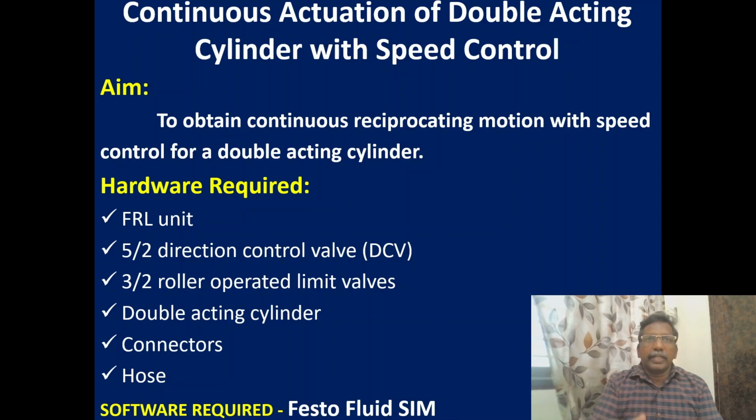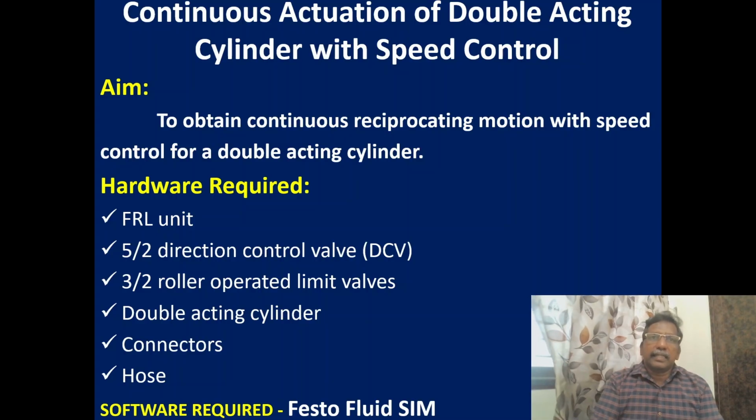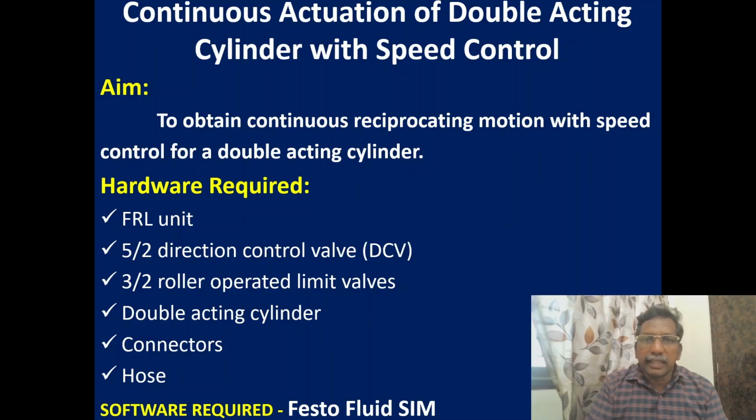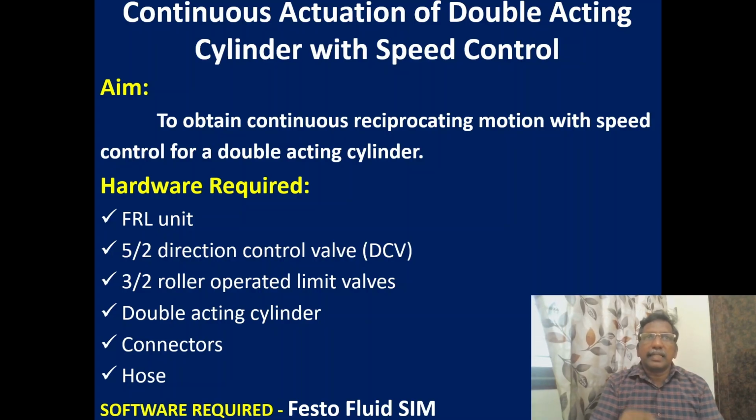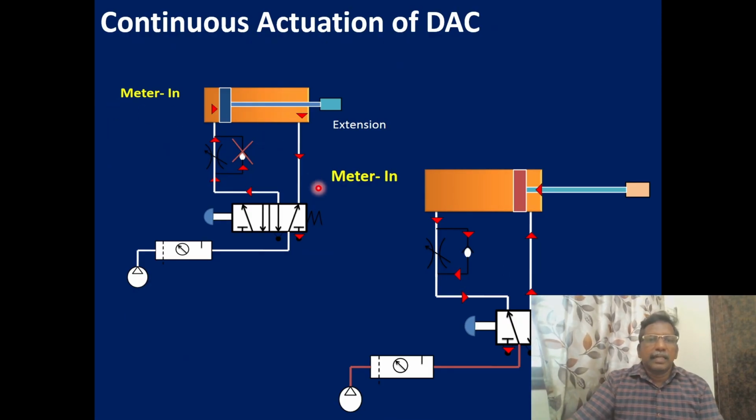But now we are going to make use of all these components and work in software. We use Festo FluidSIM software version 6. Version 6 we are using to simulate this double acting cylinder with speed control. Continuous actuation of a double acting cylinder with speed control we are going to simulate by making use of Festo FluidSIM software. So here we can see the movements, how it will be.